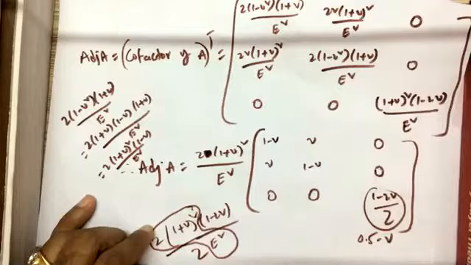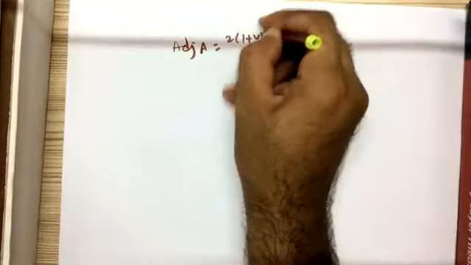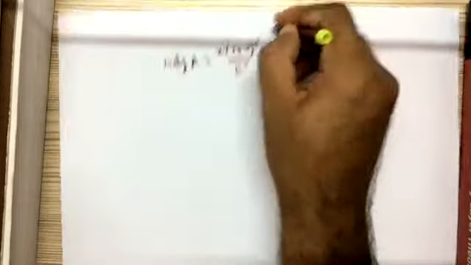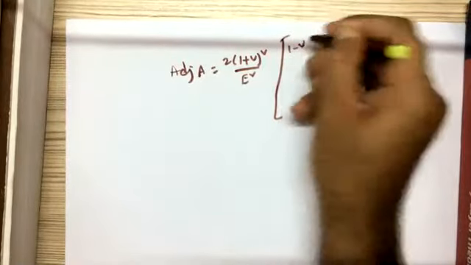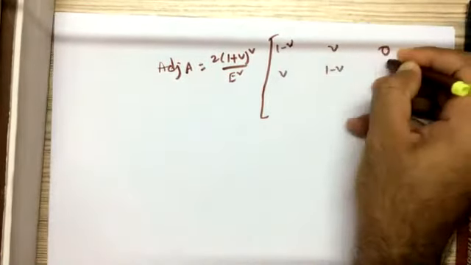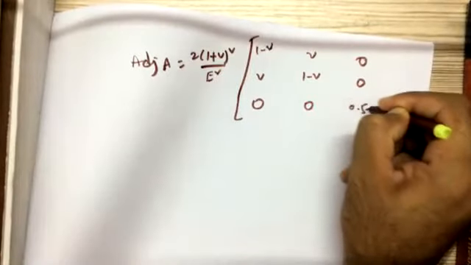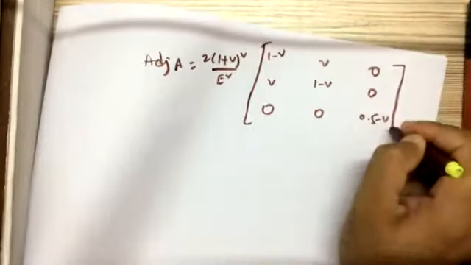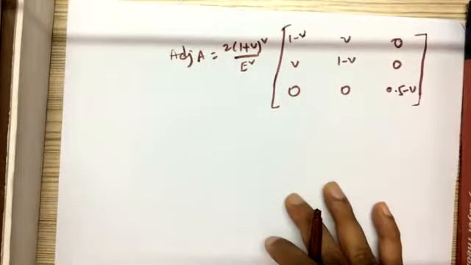So what is your adjoint A now? Adjoint A is equal to 2 into (1 plus nu) whole square by E square into the matrix with rows: 1 minus nu, nu, 0; nu, 1 minus nu, 0; 0, 0, 0.5 minus nu. Right? So this is my adjoint A.